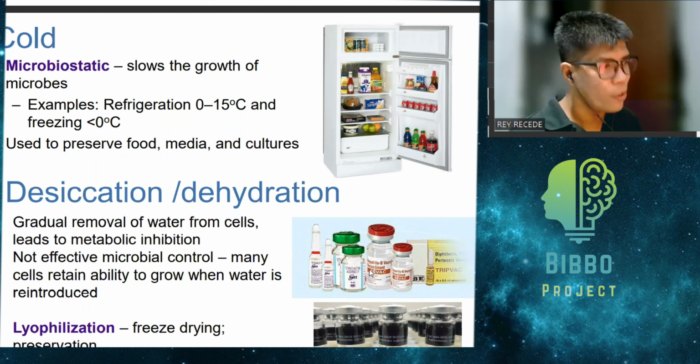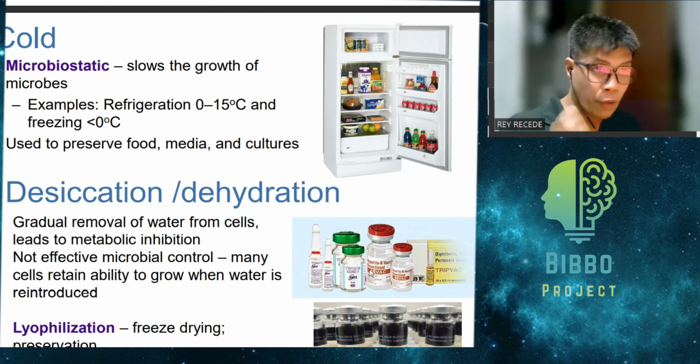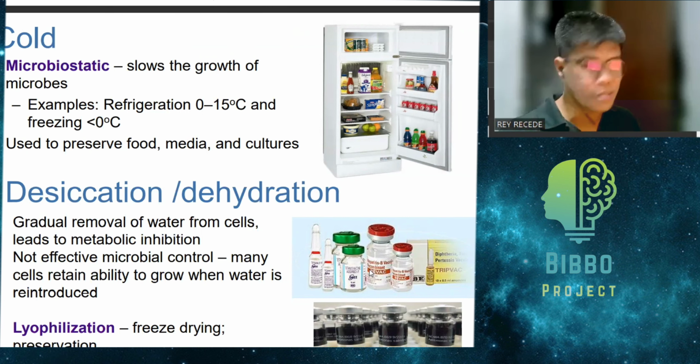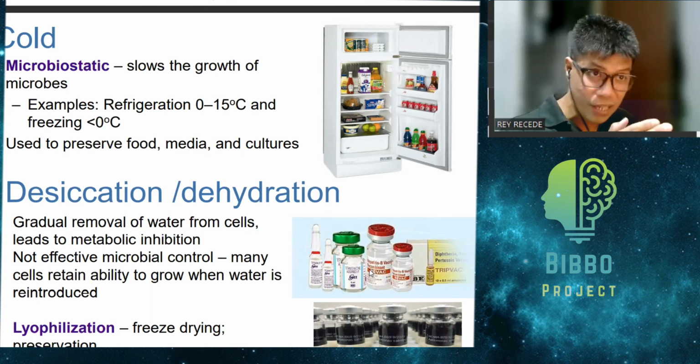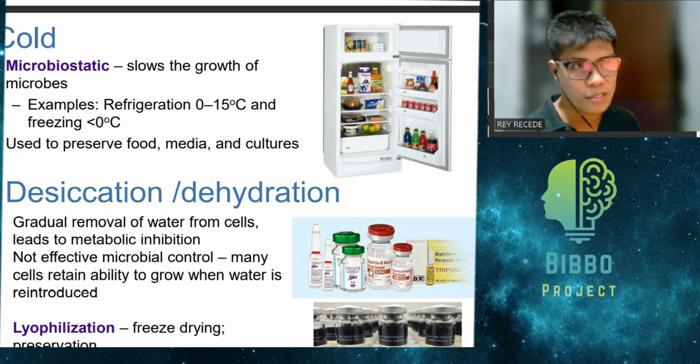Cold is microbiostatic; it slows the growth of microbes. Refrigeration from 0 to 15 degrees Celsius and freezing are used to preserve food, media, and cultures. This is basically the reason why we put food in the fridge. At low temperature, there is an inhibition in the growth of bacteria, not only the growth, but also the activity. Well, of course, growth is part of the activity of the bacteria, right?